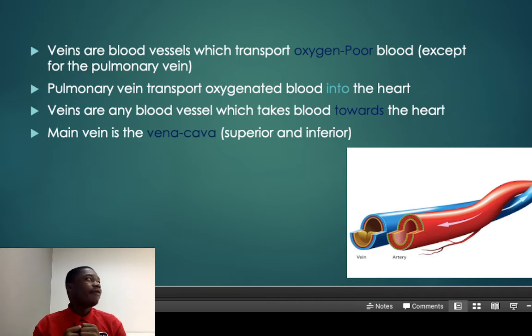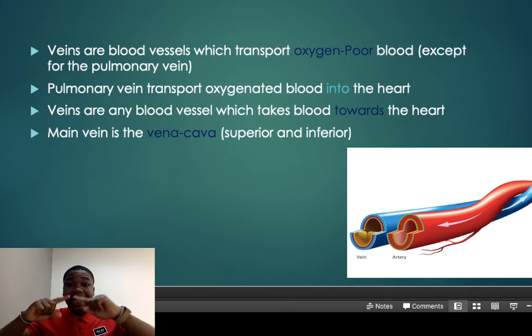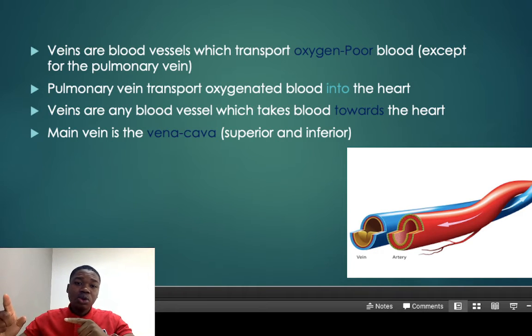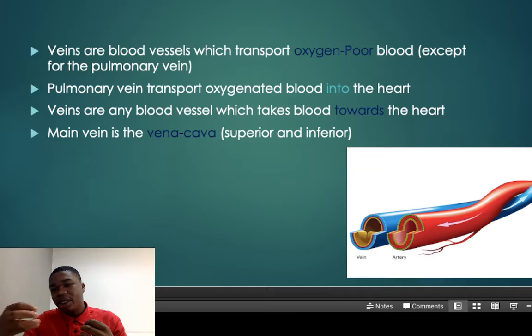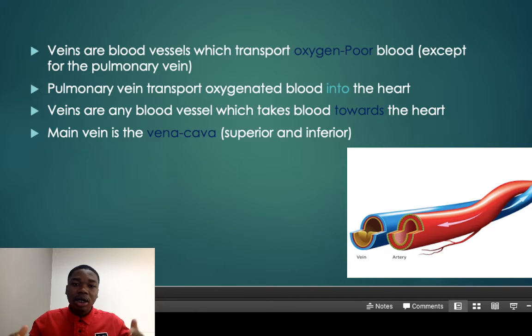The pulmonary vein is the only vein in humans which transports oxygen-rich or oxygenated blood from the lungs to the heart, of course. Remember that in the lungs, there's gaseous exchange, right? So the blood will offload carbon dioxide in the lungs and load oxygen, then transport it into the heart. So it is transported through the vein, the pulmonary vein to be specific. The pulmonary vein transports oxygenated blood into the heart.